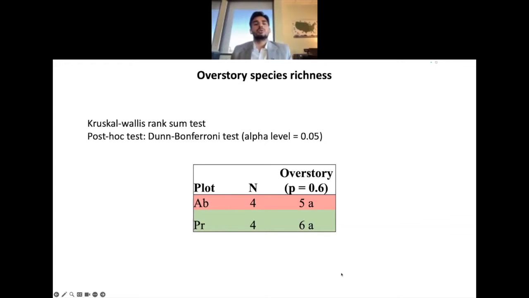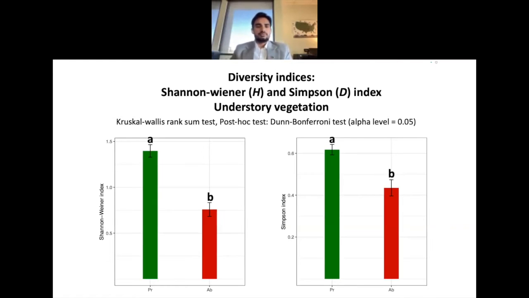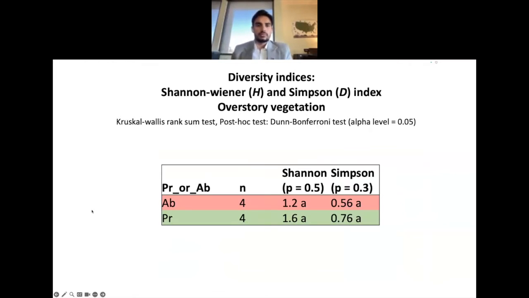If we talk about overstory species richness, there was no difference in the overstory species, which means that most of the things are happening in the understory. So let's go to the diversity indices. We calculated the Shannon index and Simpson index, and we again see both diversity indices were higher where the species was present and lower where the species was absent. And again, in the overstory, these diversity indices were not statistically different.